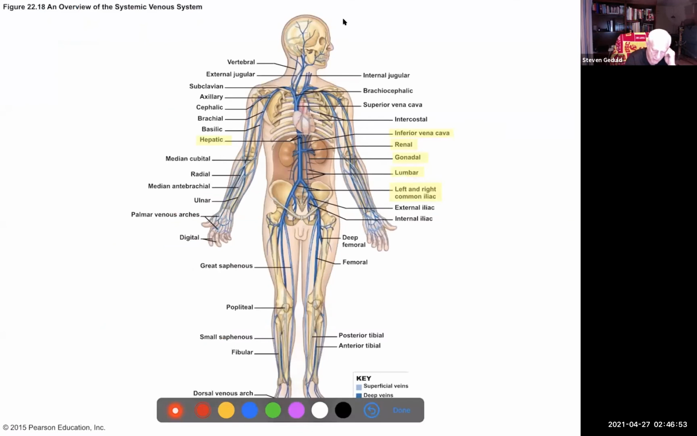These are the left and right common iliac veins coming up to form the inferior vena cava. The lumbar veins, the gonadal veins, renal veins, and the hepatic veins all drain into the inferior vena cava.